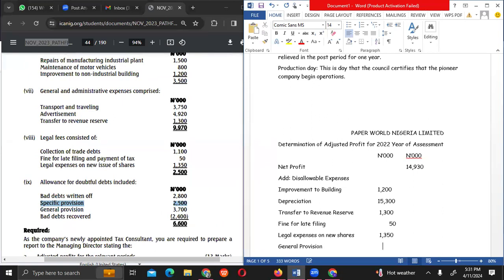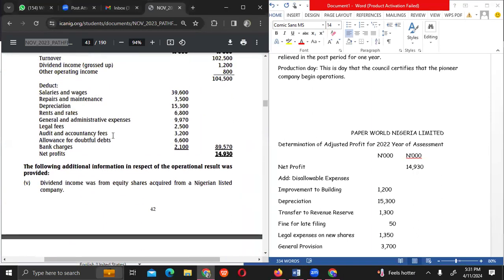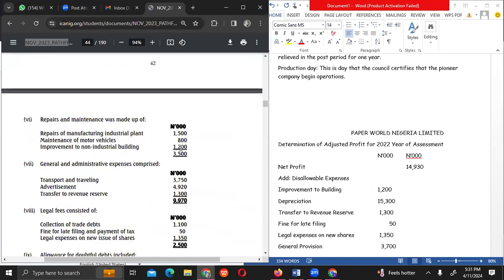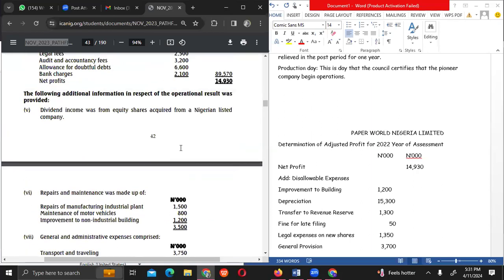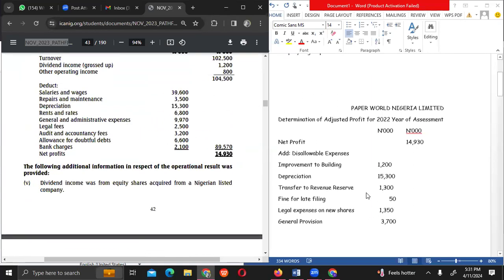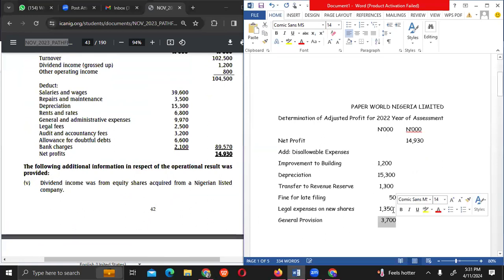How much is that? 3,700. So let's go back again and check. Bank charges is allowed. I think with that we've exhausted all the disallowable expenses. So total, please figure me.